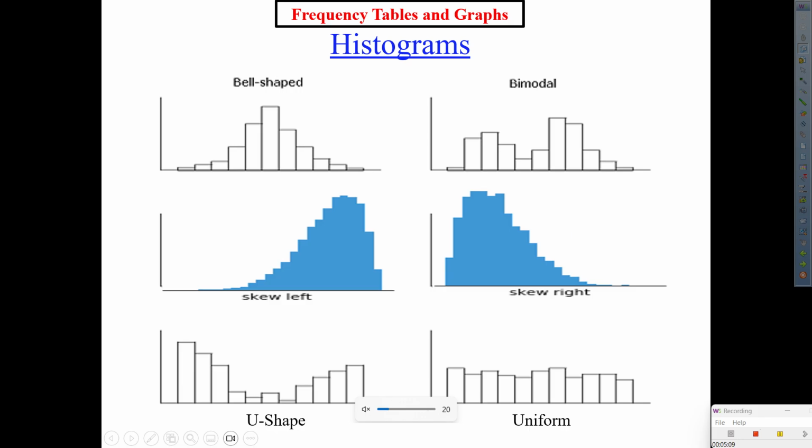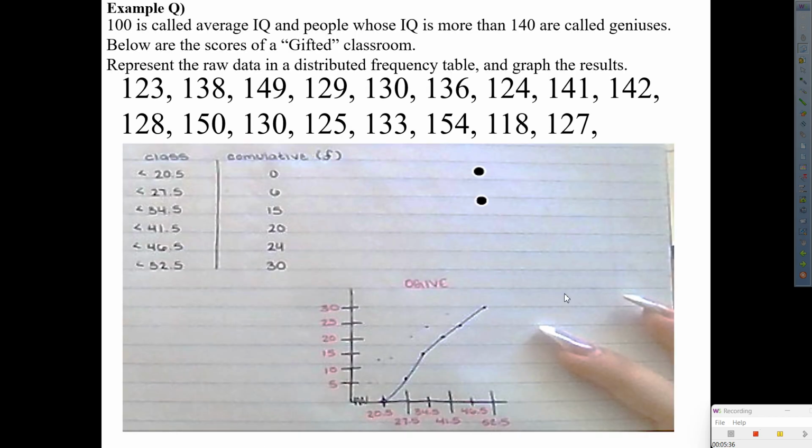So yesterday we did a problem on IQs. You guys remember that? Yeah? And here's one of your colleagues who turned in their ogive. Look at that. Look at the nails, though. They can poke someone's eyes out, something like that.